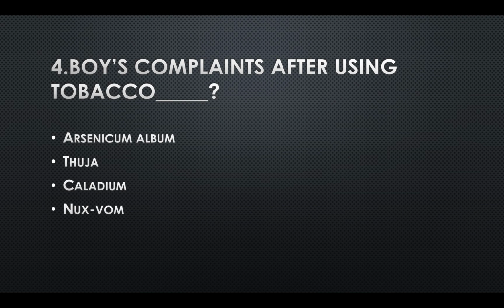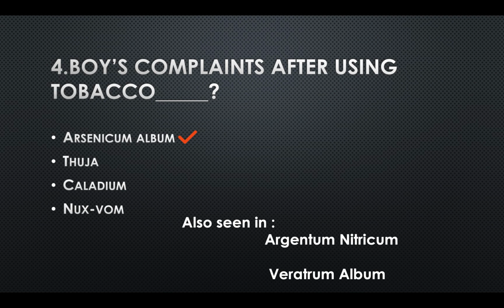Bad complaints after using tobacco: option A arsenicum album, option B thuja, option C caladium, option D nux vomica. Answer: option A arsenicum album. This symptom is also seen in argentum nitricum and veratrum album.